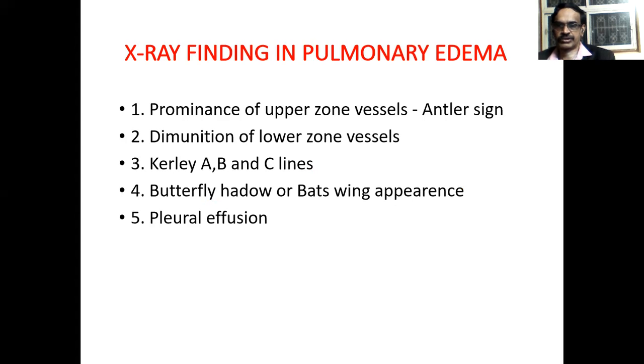Interstitial edema causes Kerley A, B, C lines, and lymphatic edema will lead to the butterfly shadow or bat wing appearance, and then the complication is pleural effusion. So, actually, butterfly shadow is seen due to alveolar edema.